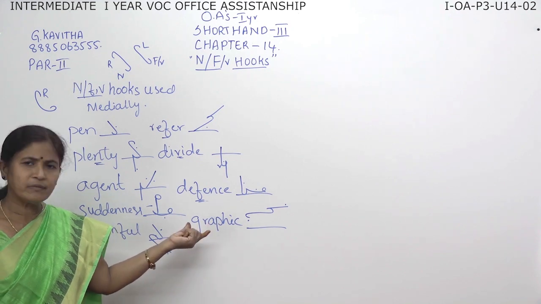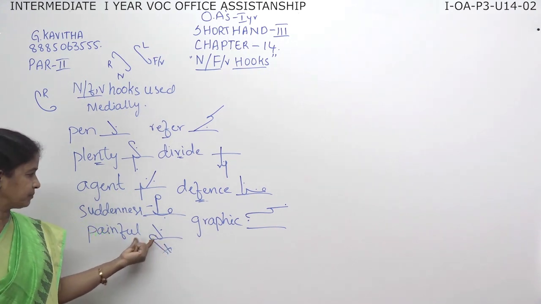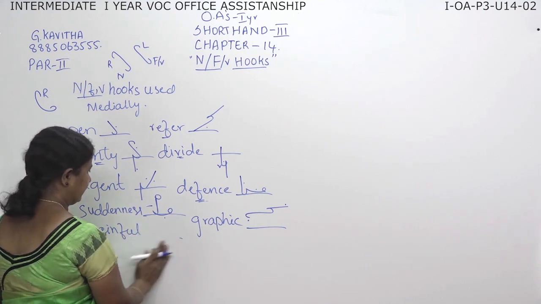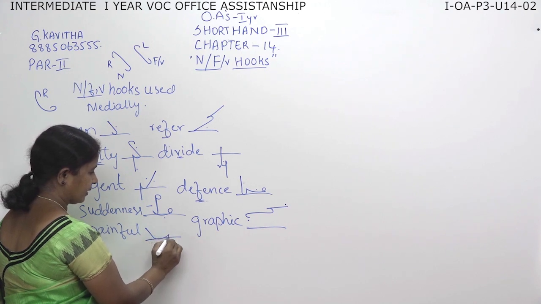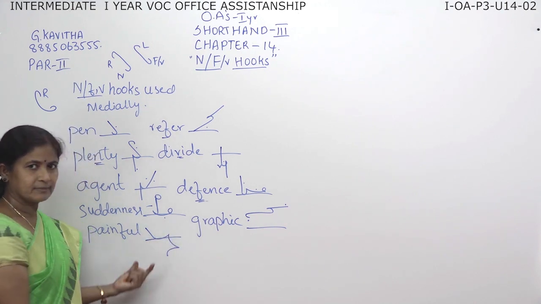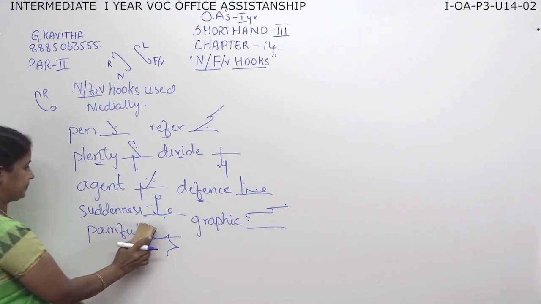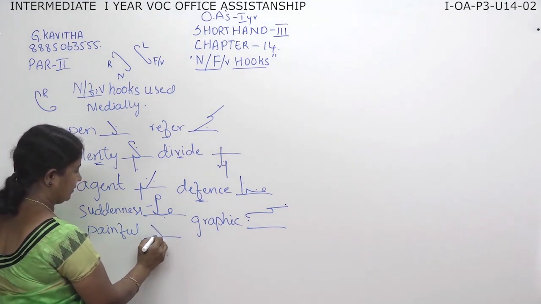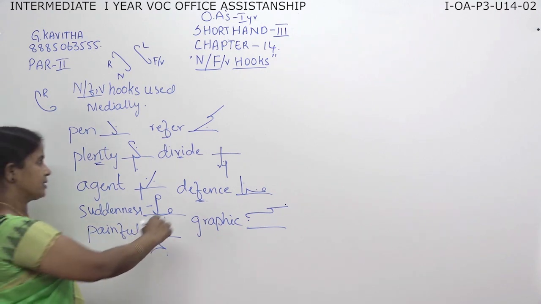Okay, some cases N hook will not join very nicely with other strokes. We write full outline. Example, painful. Pain is letters P and N hook. Can we write N hook here? We can't write. Painful. P, N, F, and L. This way, the outline is looking very odd, isn't it? Pain, full. Okay, brandy. How do we write?